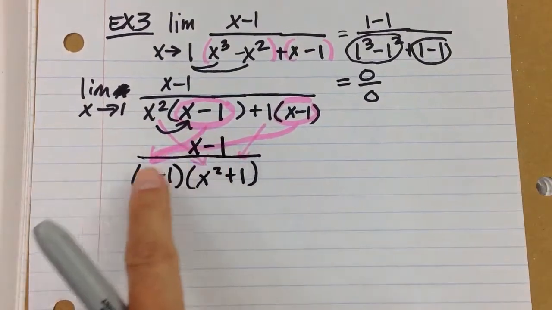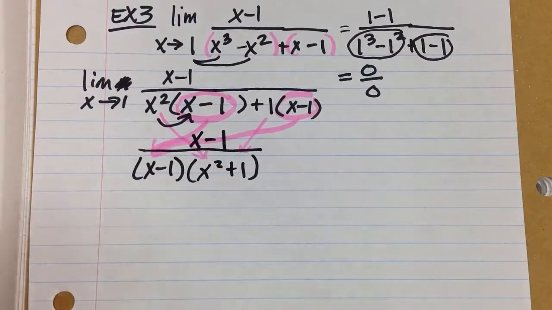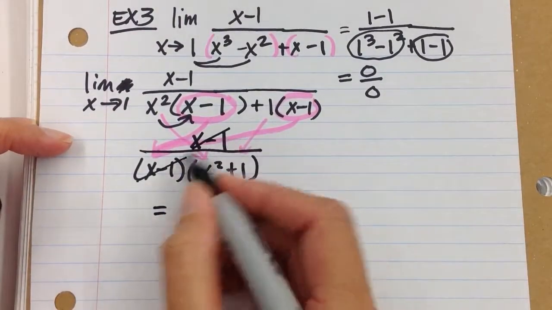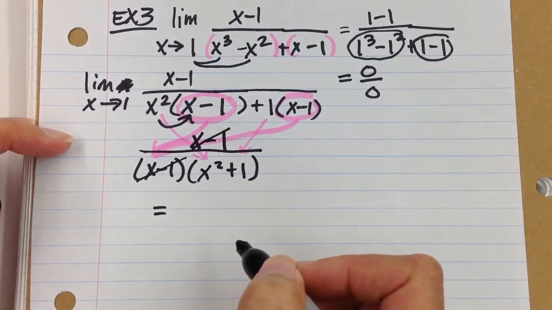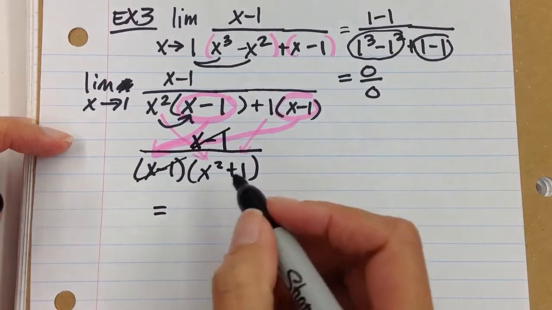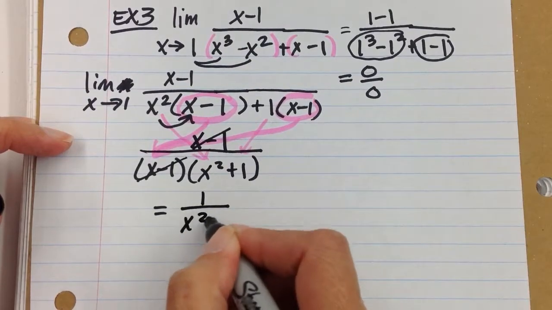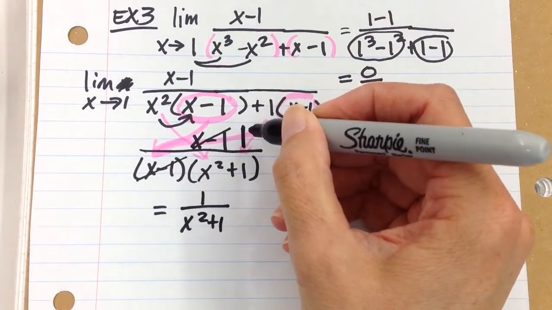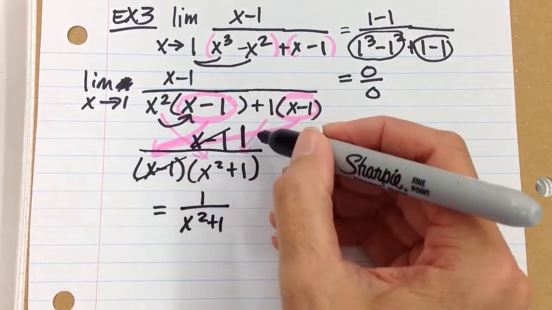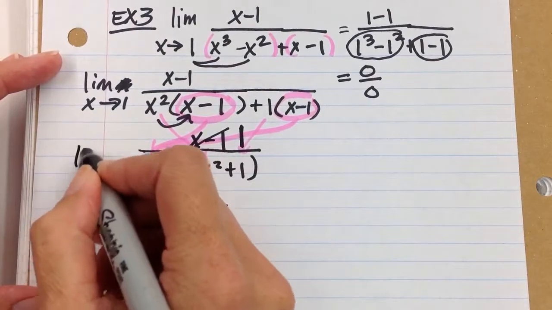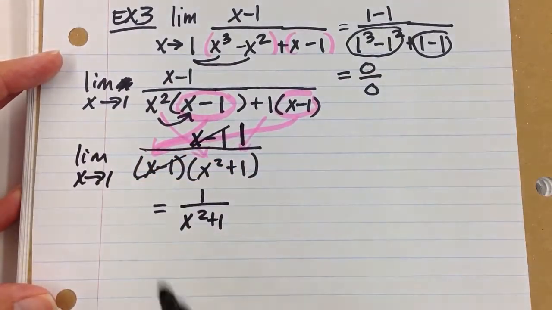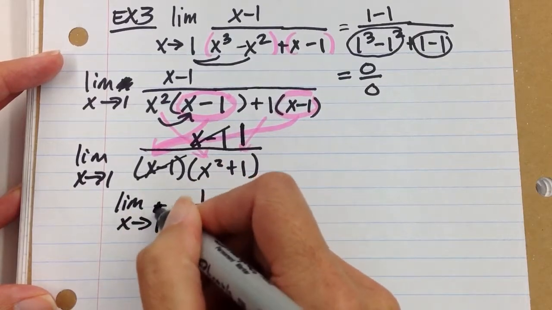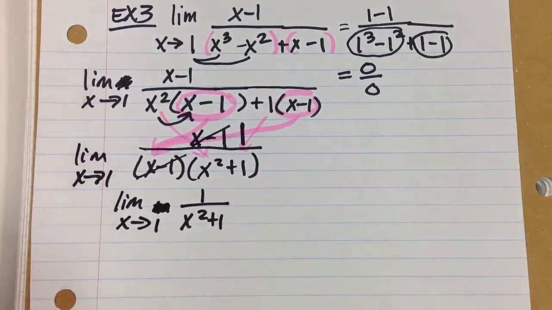Okay, look what we have on top and bottom here. Those x minus 1s are going to go away. What does that leave you with when they go away? Right, 1 over x squared plus 1. Remember, when things cancel out, please put a 1 there so you don't think that there's nothing there. There's a 1. This over this is 1. Okay, and I should have wrote the limit as x approaches 1 here. I should put the limit as x approaches 1 of 1 over x squared plus 1.